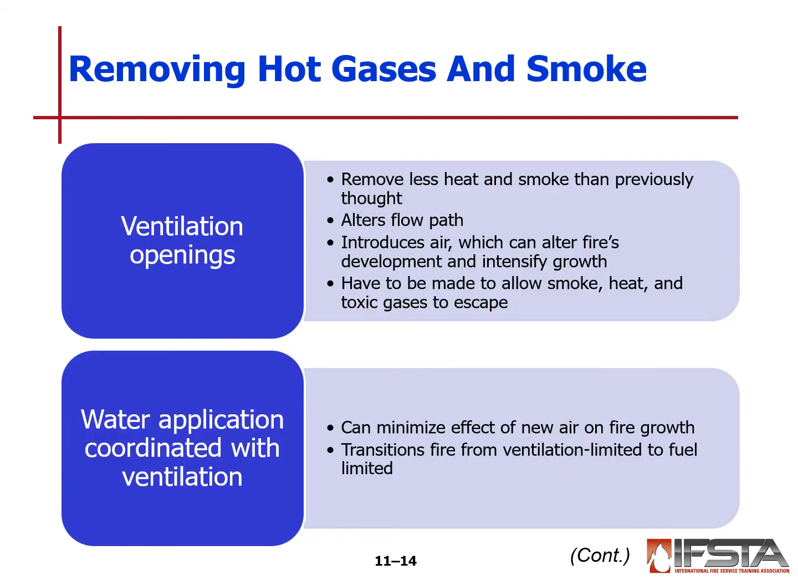With our ventilation openings, we now know that they can remove less heat and smoke than previously thought. It does alter the flow path, and it introduces air, which can alter the fire's development, and it can also intensify the growth, as we've discussed. Openings have to be made to allow smoke, heat, and toxic gases to escape. So we have to have them big enough to allow these gases and smoke and heat to escape.